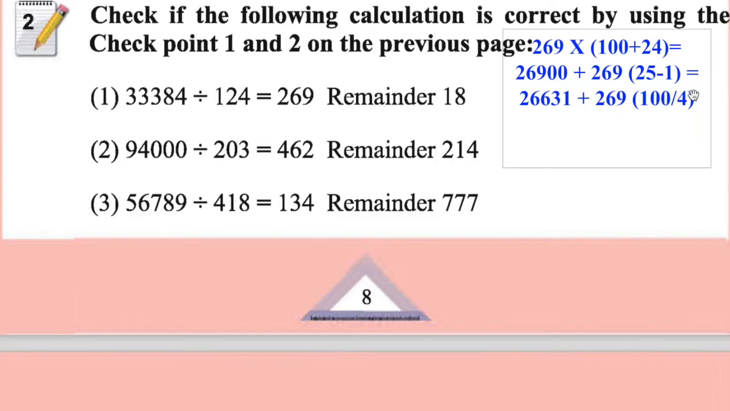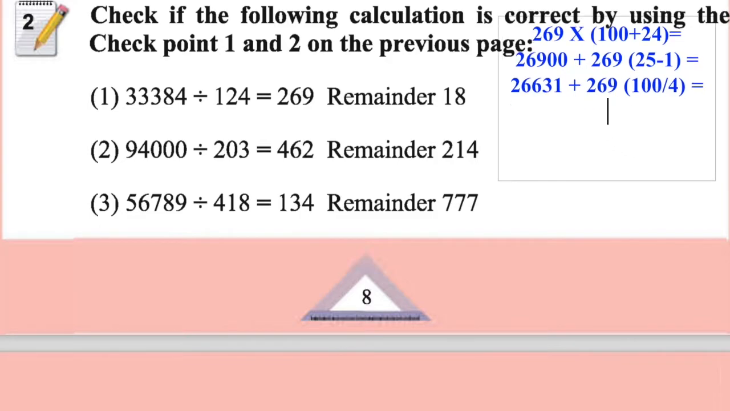Equal to, I have to write it here, 26631 plus 4 4s are 24. 4 7s are 28. 4 2s are 8. 4 5s are 20. Is that correct? Yes, 4 5s are 20, 4 2s are 8, 10, 1, 4 7s are 28, 1, 2, 4 4s are 24 plus 2, 26. That is correct. No problem.